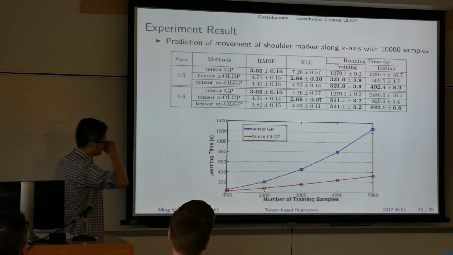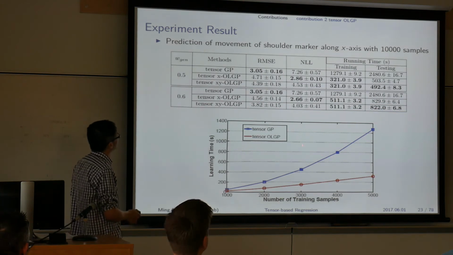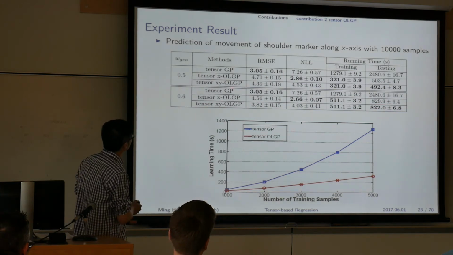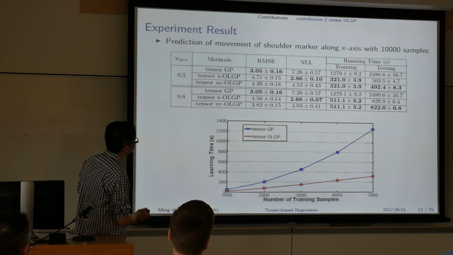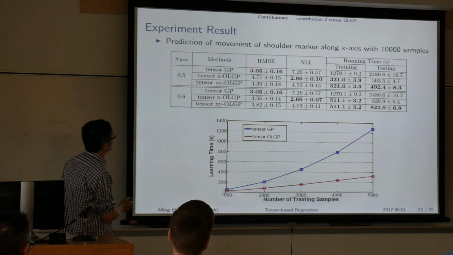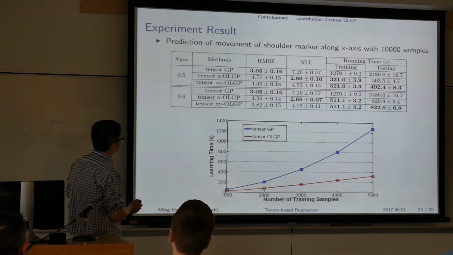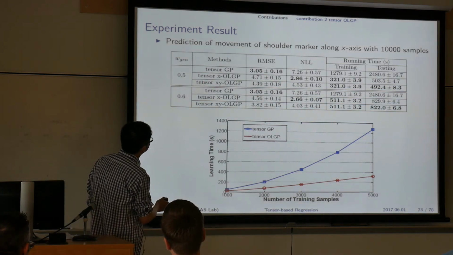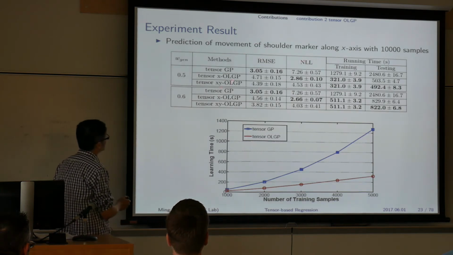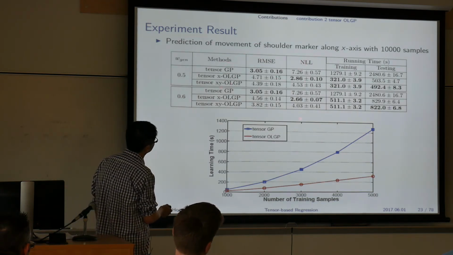And here is the result for our method. It's clear to see that both our Tensor-LGP variants achieve the best result in terms of running time. The RMSE of our Tensor-LGP is comparable to that of the tensor GP, and for the ALL, our Tensor-LGP is better than the tensor GP in this column.